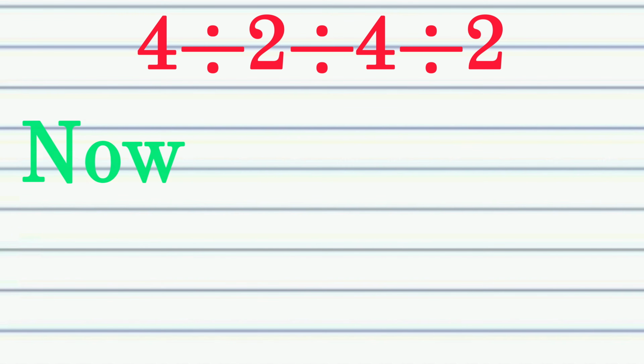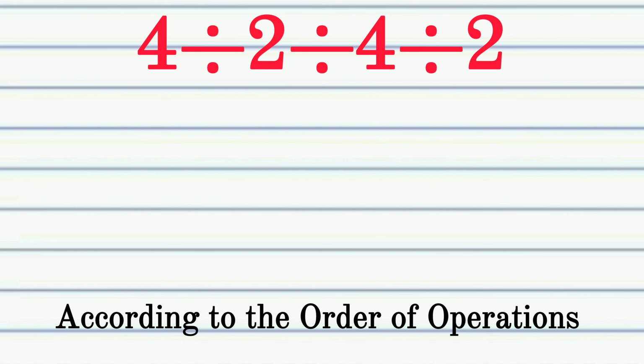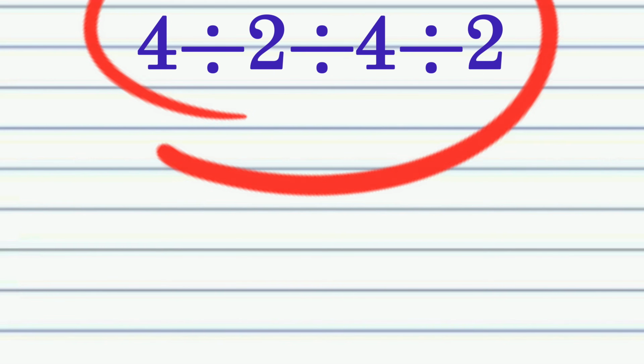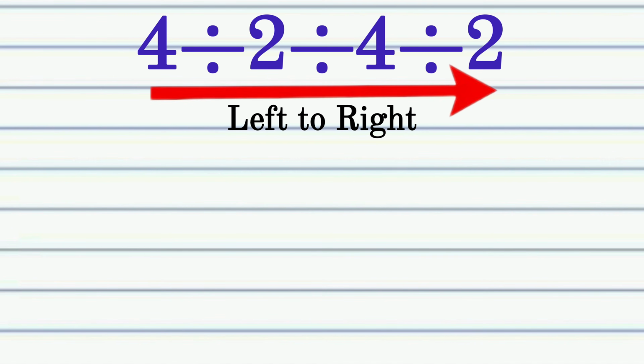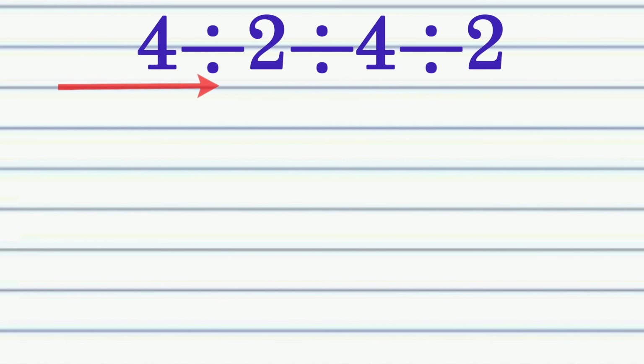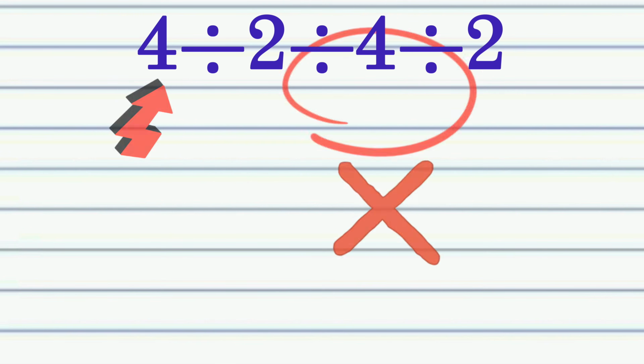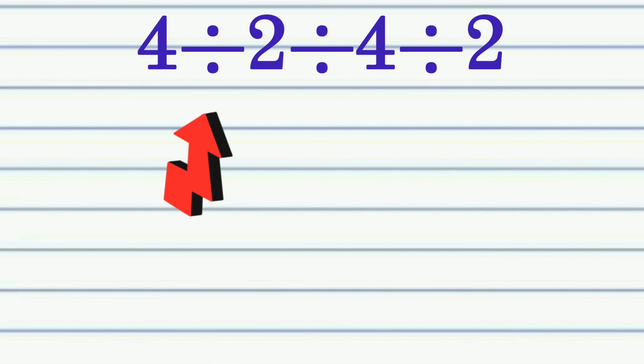Now let's solve this question the correct way. Because according to the order of operations, when we have more than one division in an expression, we have to work from left to right. So here, first we have to do this division, then this division, and finally this division. If we do this division before this division, it's wrong. So first we have to do this division.